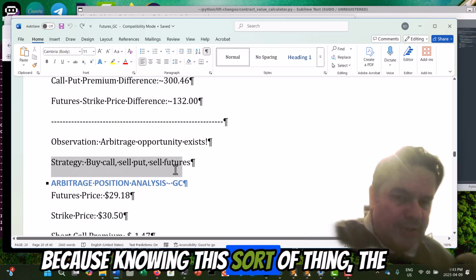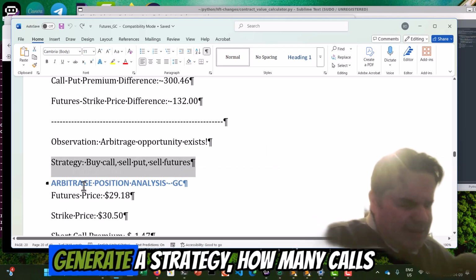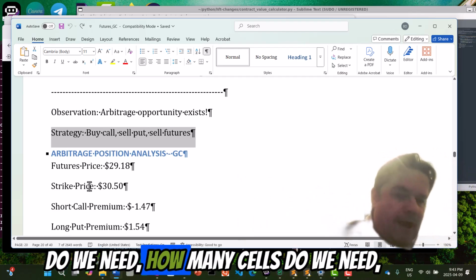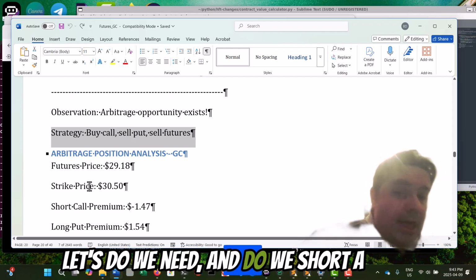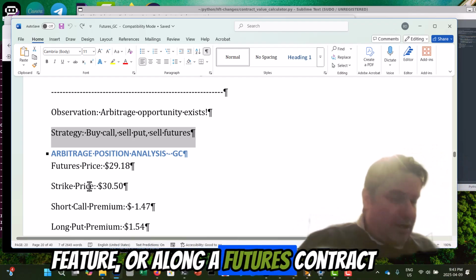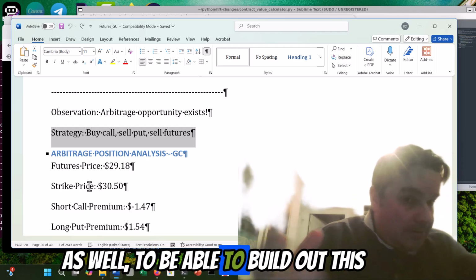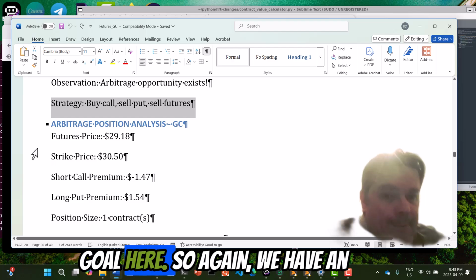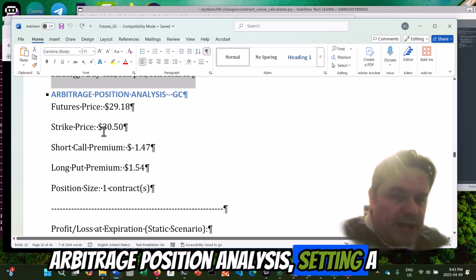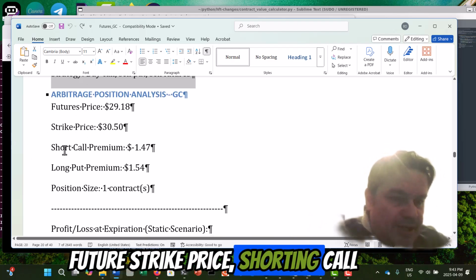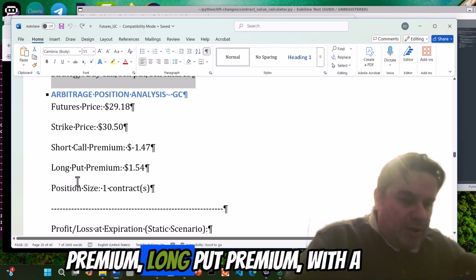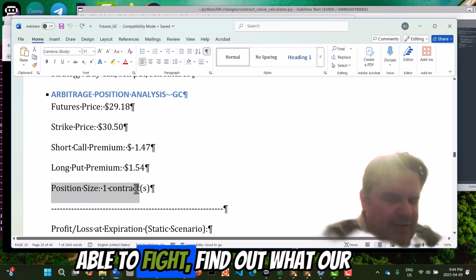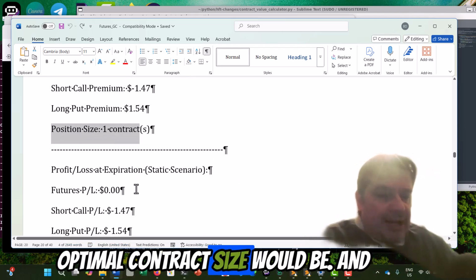So again, the point here is that we're able to generate a strategy. How many calls do we need? How many puts do we need to sell? And do we short a future or go long a futures contract as well to be able to build out this optimal strategy? If you can see the goal here. So again, we have an arbitrage position analysis, setting a future strike price, short call premium, long put premium, and being able to find out what our optimal contract size would be.